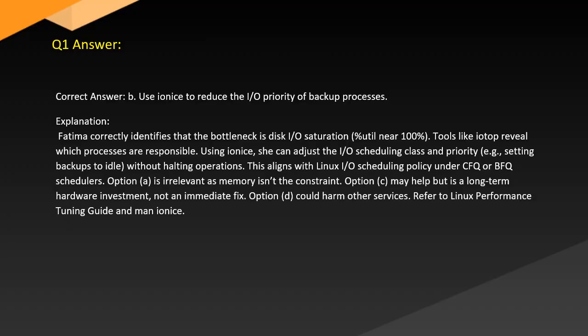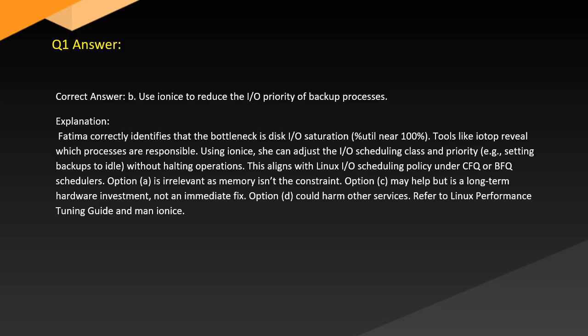Answer. Correct answer: B. Use ionice to reduce the I/O priority of backup processes. Explanation. Fatima correctly identifies that the bottleneck is disk I/O saturation, with utilization near 100%. Tools like iotop reveal which processes are responsible. Using ionice, you can adjust the I/O scheduling class and priority, setting backups to idle without halting operations. This aligns with Linux I/O scheduling policy.